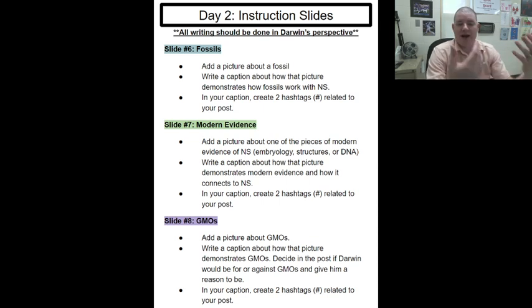You're going to add a picture about one of those modern pieces of evidence and add it to your little square section. You're then going to write a caption about how that picture demonstrates modern evidence and how modern evidence connects to natural selection. In there, create your 2 buzzworthy, note-capturing hashtags of what the important bits and pieces are in that section.